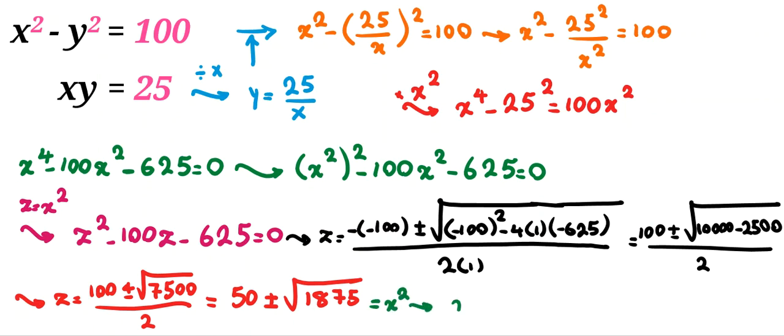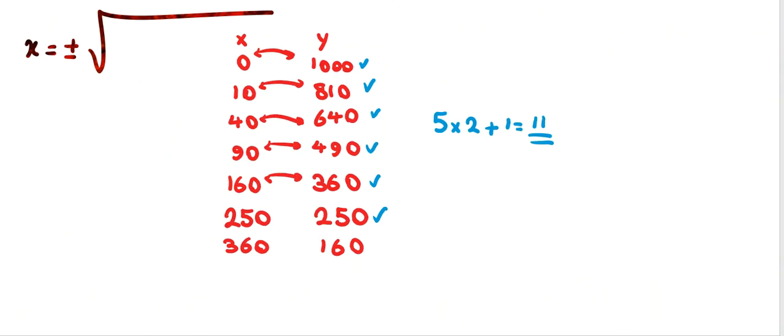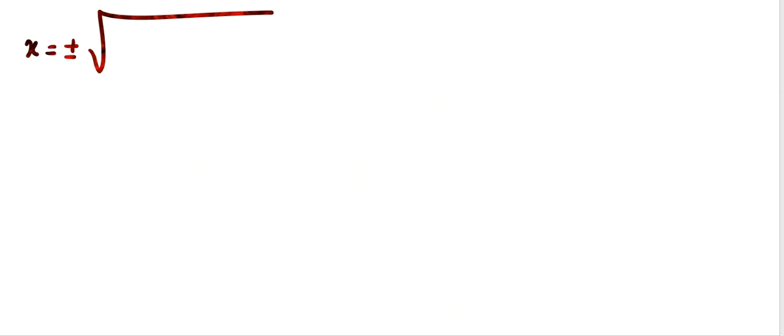So x is plus or minus the square root of 50 plus or minus the square root of 1875. So we found four answers, because we have two plus or minus signs for x. Now we found four values for x, and y is 25 over x. Let's write x equals plus or minus the square root of 50 plus or minus the square root of 1875.